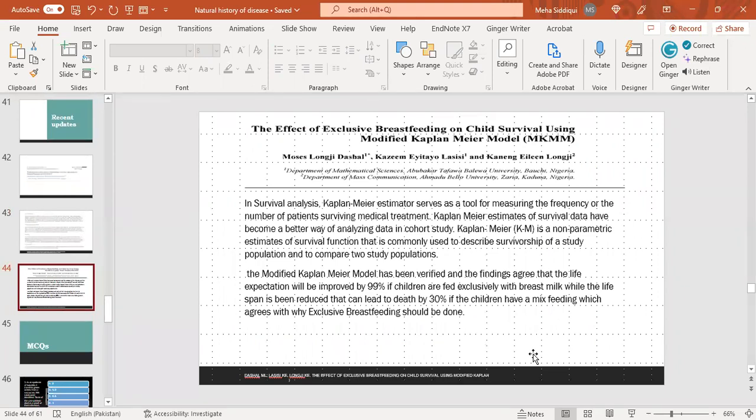Another study, the effect of exclusive breastfeeding on child survival using a modified Kaplan-Meier model. In this survival analysis, this estimator serves as a tool for measuring the frequency or the number of patients surviving medical treatment. Kaplan-Meier estimates of survival data have become a better way of analyzing data in cohort studies, and it is a non-parametric estimate of survival function that is commonly used to describe survivorship of a study population and to compare two study populations. And this model has been verified, and the findings agree that life expectation will be improved by 99% if children are fed exclusively breast milk, while lifespans are reduced, which can lead to death by 30%, if the children have mixed feeding, which agrees with why exclusive breastfeeding should be done.